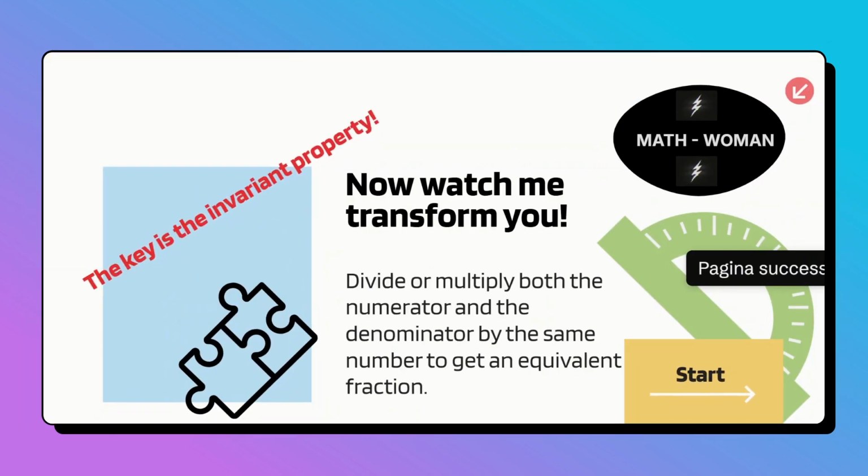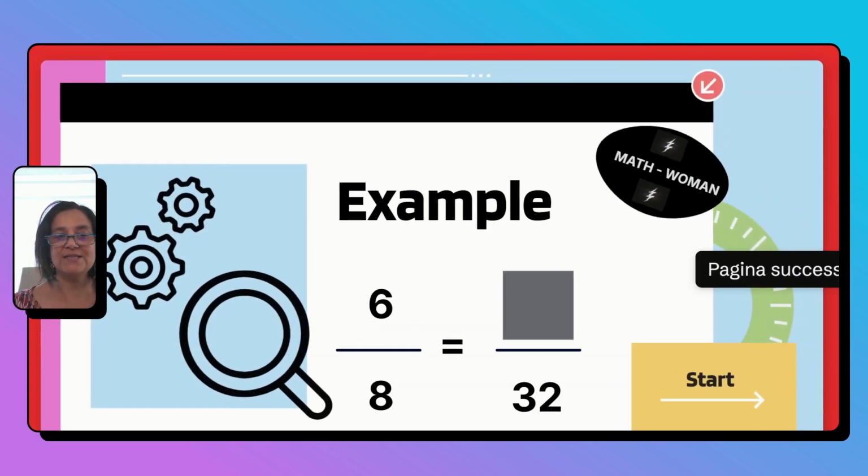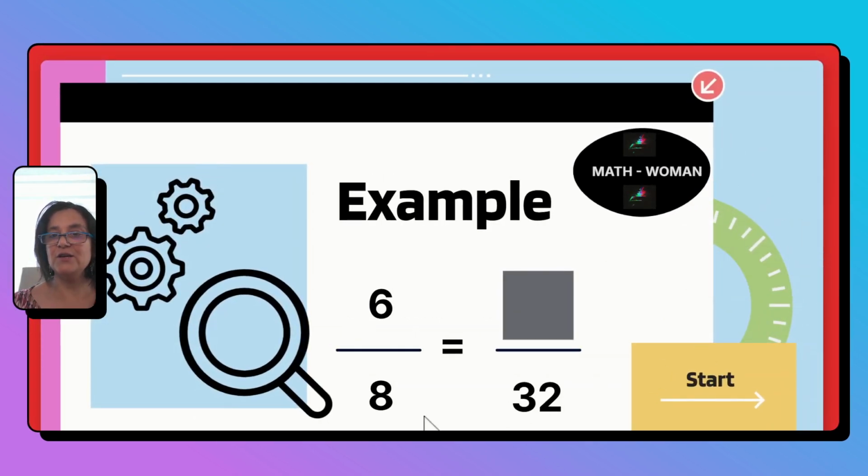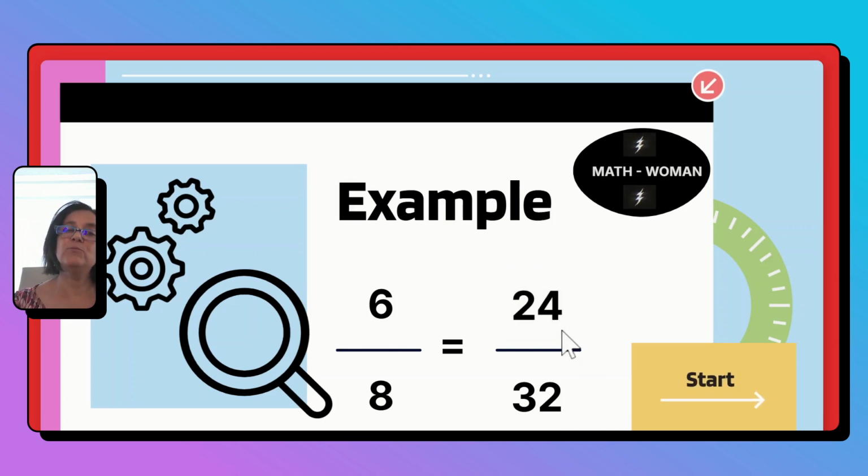And now what can transform you? Yes, we can divide or multiply both the numerator and the denominator by the same number to get an equivalent fraction, but written as I like, because we are in charge, we have the power to decide how to write our fraction. So, for example, if my starting fraction is 6 over 8 and I want to write it with a new denominator, with 32, I can use the invariant property. 8 to become 32 has to be multiplied by 4. So even 6 has to be multiplied by 4.